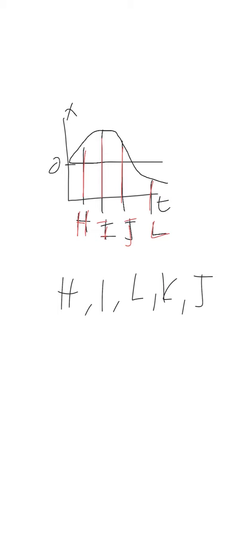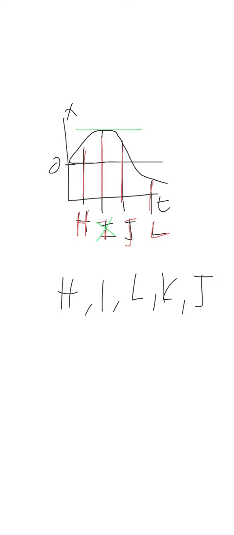So first we can start by eliminating I. Why are we going to eliminate I? We're going to eliminate I because here you can see that this has a slope of 0. And since it has a slope of 0, we can assume that the velocity is very low or 0.